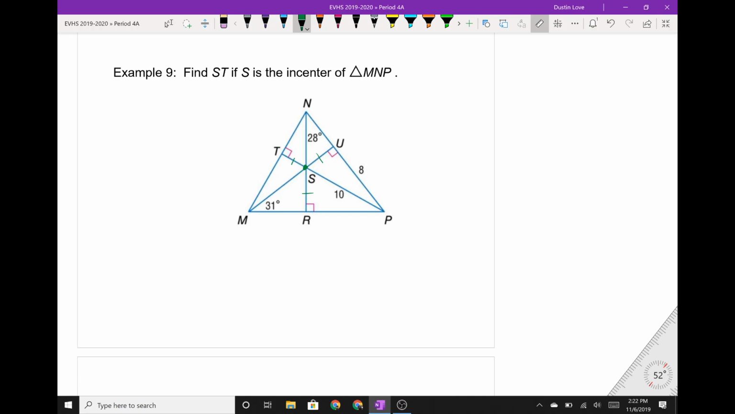And I'm looking at triangle SUP, which is a right triangle. So I could say, let's label this one A, a squared plus 8 squared equals 10 squared. Do the Pythagorean theorem on it to get a. So that gives me a squared plus 64 equals 100. A squared equals 36, therefore a equals 6. Which means all of those are 6. This is 6, that's 6, that's 6. So ST equals 6.